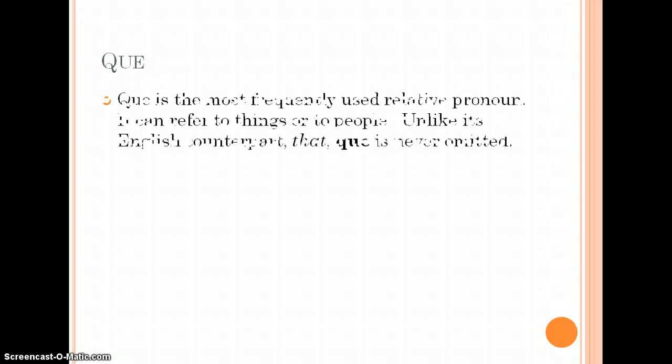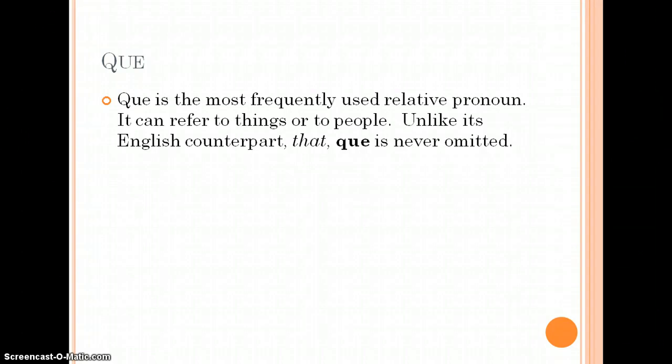We'll start with que, because que is the most frequently used relative pronoun in Spanish. It can refer to things or to people. And unlike the English counterpart, that, que is never omitted in our sentences, neither in written or spoken Spanish. When we need to have that relative pronoun, it has to be there.